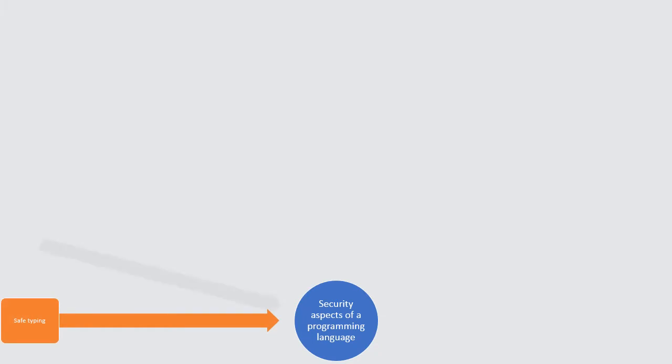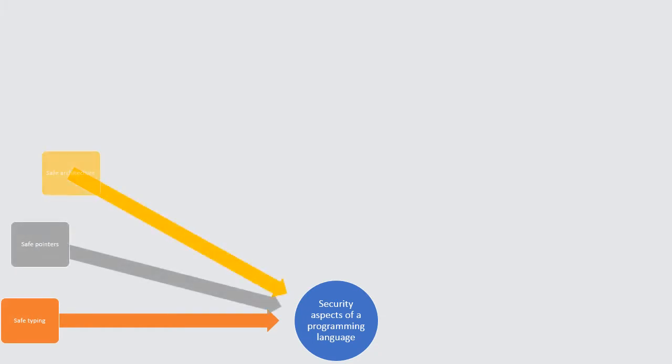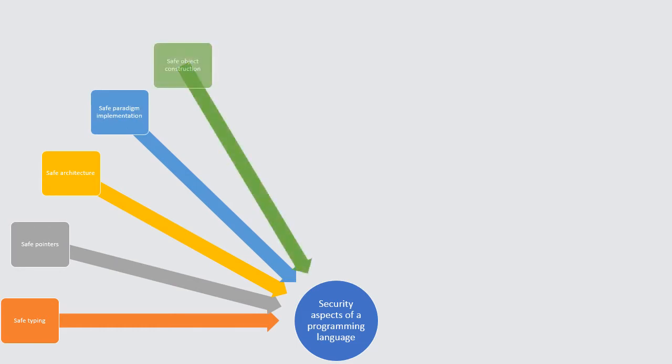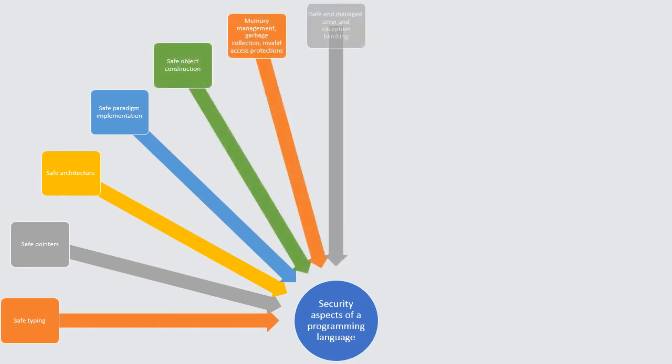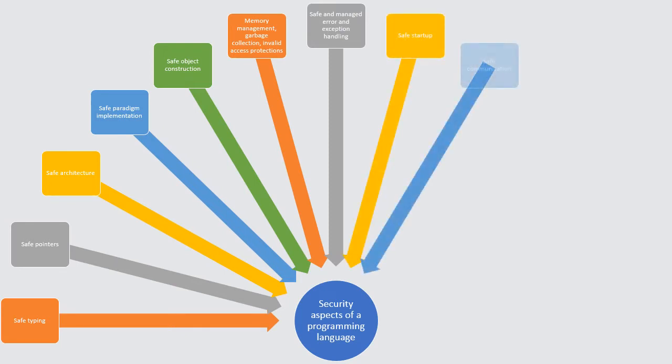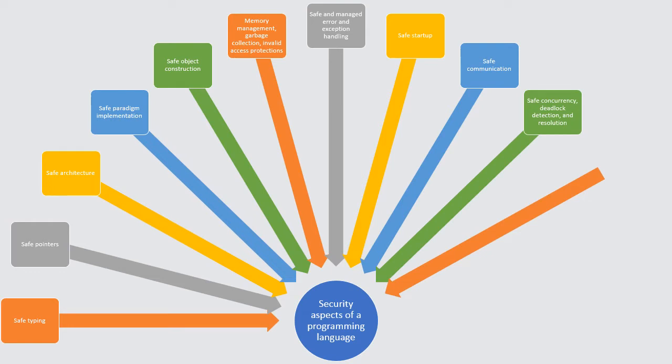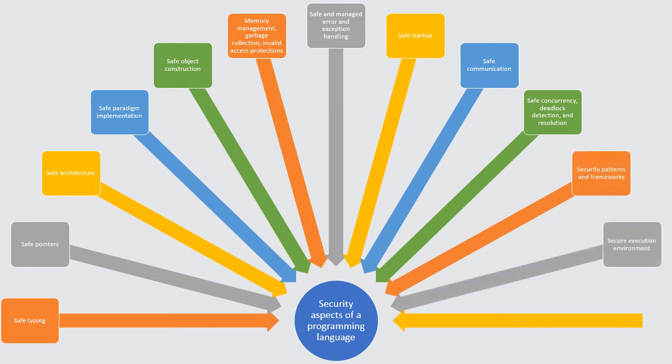Security aspects of a programming language: safe typing, safe pointers, safe architecture, safe paradigm implementation, safe object construction, memory management, garbage collection, invalid access protections, safe and managed error and exception handling, safe startup, safe communication, safe concurrency, deadlock detection and resolution, security patterns and frameworks, secure execution environment, and developers' security expertise.